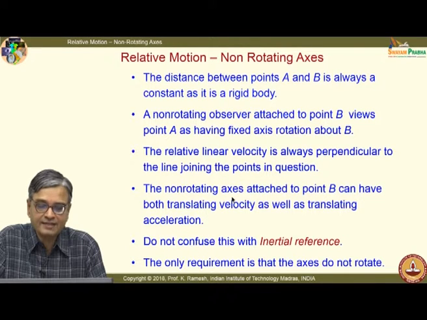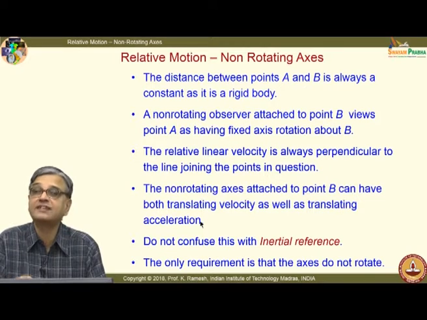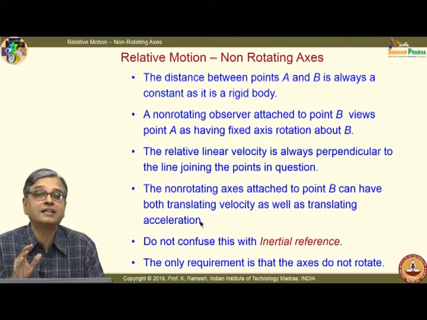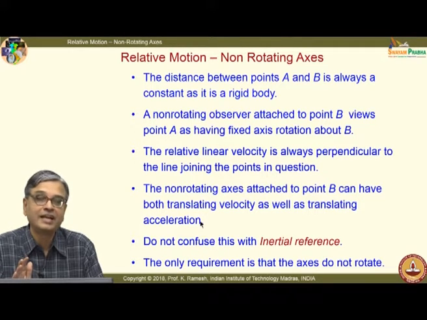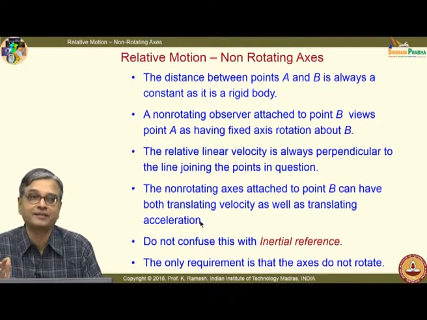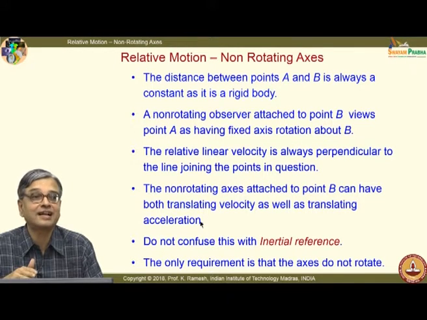The non-rotating axis attached to point B can have both translating velocity as well as translating acceleration. I am emphasizing this. Do not take the reference frame attached to B as an inertial reference frame. It is not an inertial reference frame. It is only an intermediate step for you to calculate the absolute acceleration at point A. I cannot apply Newton's law in this axis attached to point B.